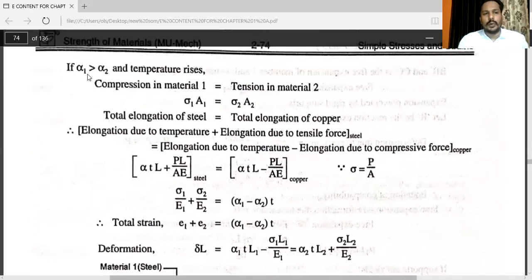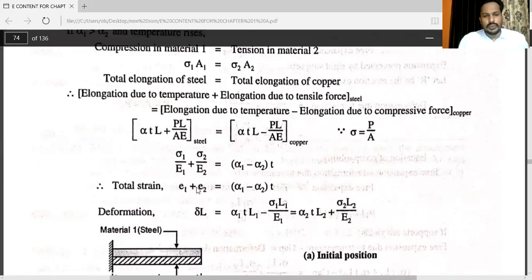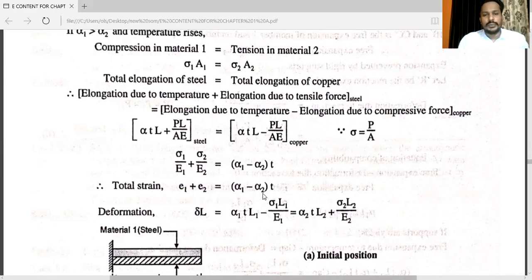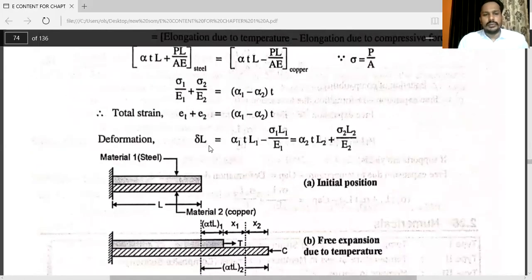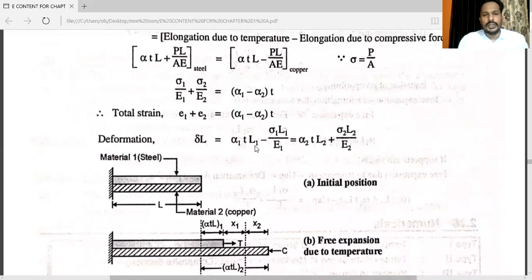The condition is very important. Alpha 1 is greater than alpha 2. And the total strain, e1 plus e2, is equal to alpha 1 minus alpha 2 into T. So change in length, that is deformation, is equal to alpha 1 into T into L1 minus sigma 1 L1 upon E1, is equal to alpha 2 into T into L2 plus sigma 2 L2 upon E2. Here you can see the first case the sign is given minus, in the second case sign is given plus.